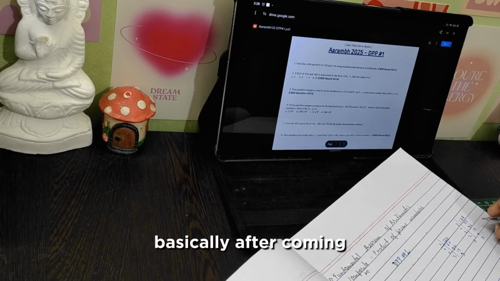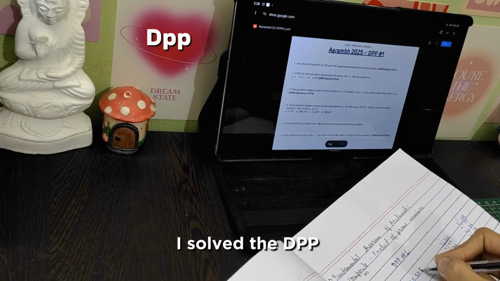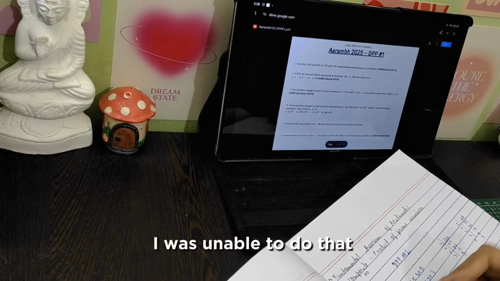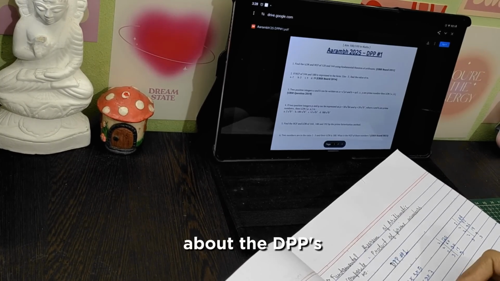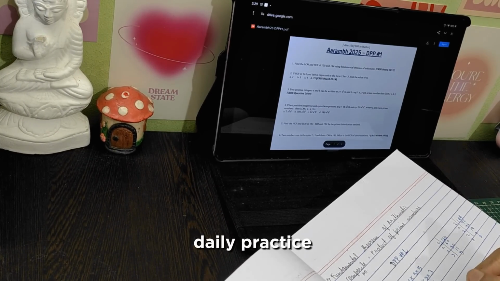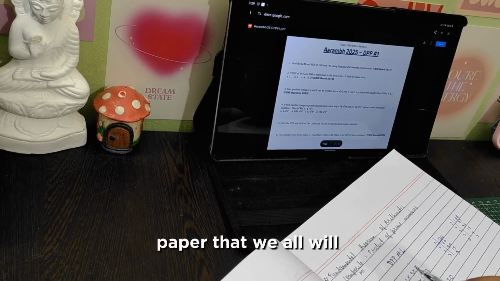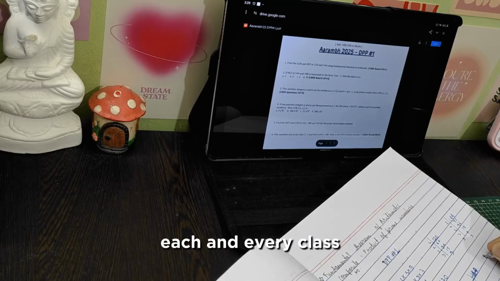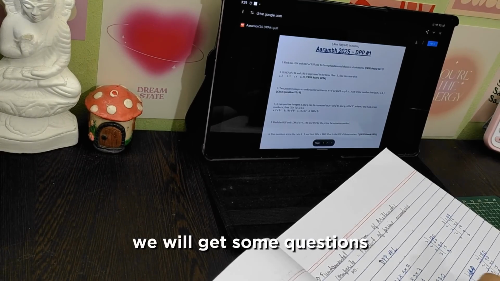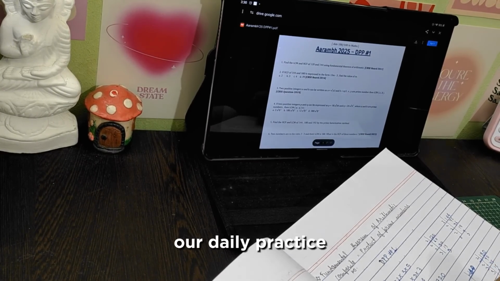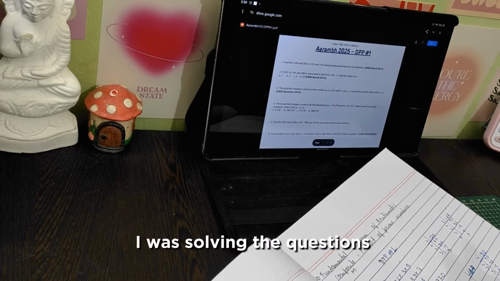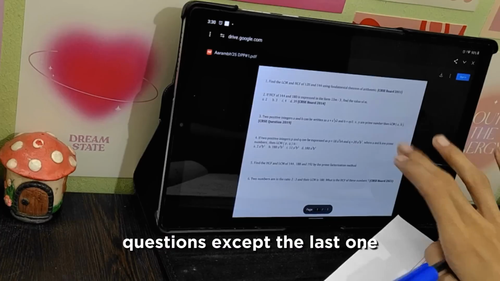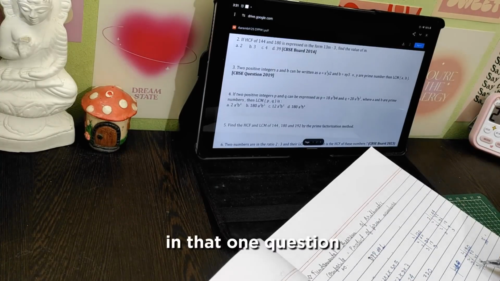Basically after coming from school I solved the DPP of the maths, because the previous day I was unable to do that. And for those who don't know about the DPPs, DPPs are daily practice papers that we all will get in the RM batch after the class. Means after the end of each and every class we will get some questions to solve for our daily practice. So here I was solving the questions, and I solved all the questions except the last one because I had doubt in that one question.